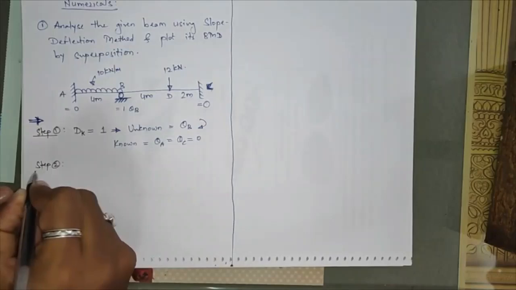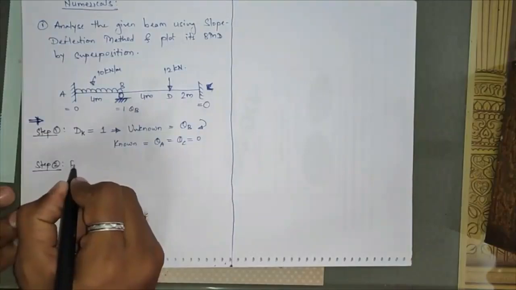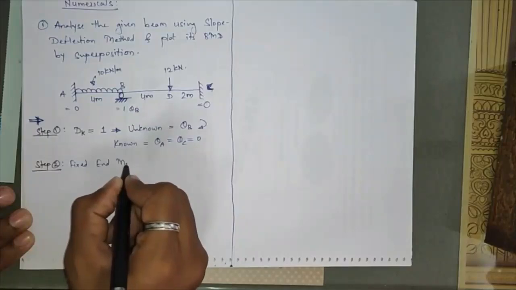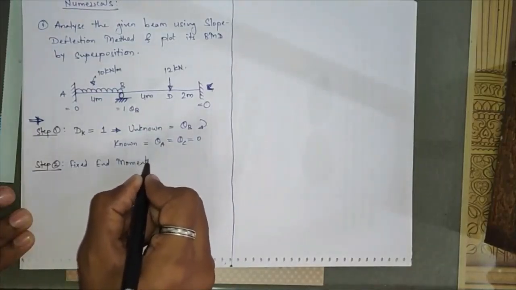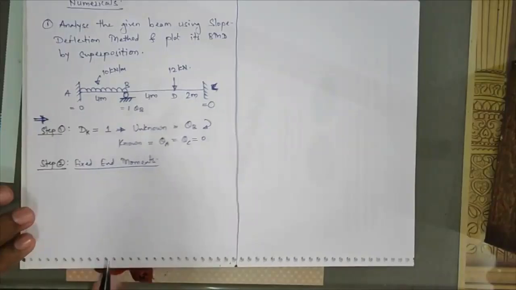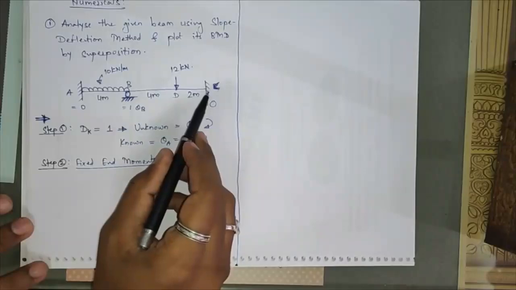Okay, in step number 2, what we have to do is calculate the fixed end moments over there. We will calculate the fixed end moments. For calculating fixed end moments, what you have to do? You have to assume all joints as fixed ones.